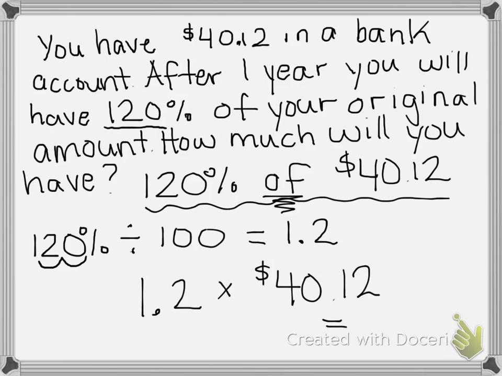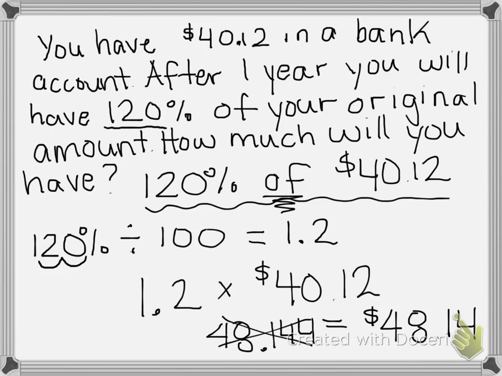Find out that after 1 year, in your savings bank account, you will have $48.14. Now your answer on your calculator will come up to 48.144. Well, we don't ever write money like that. So don't ever write it with the 3 decimal places. When we're dealing with money, always make sure you only have the 2 cents decimal places. Perfect.